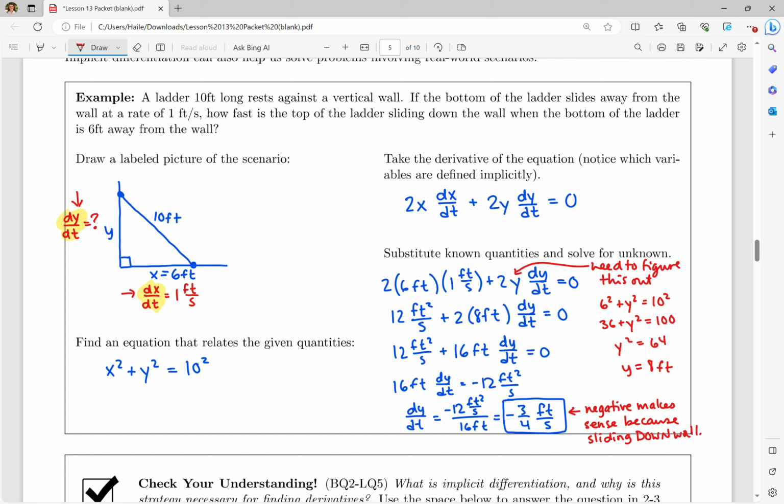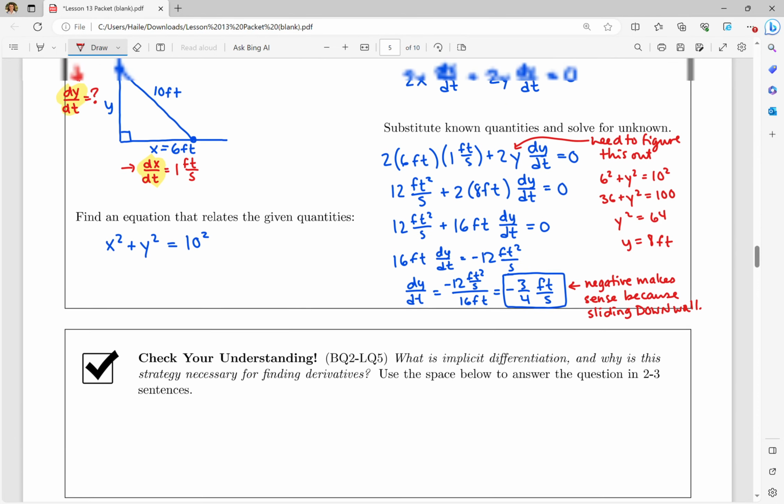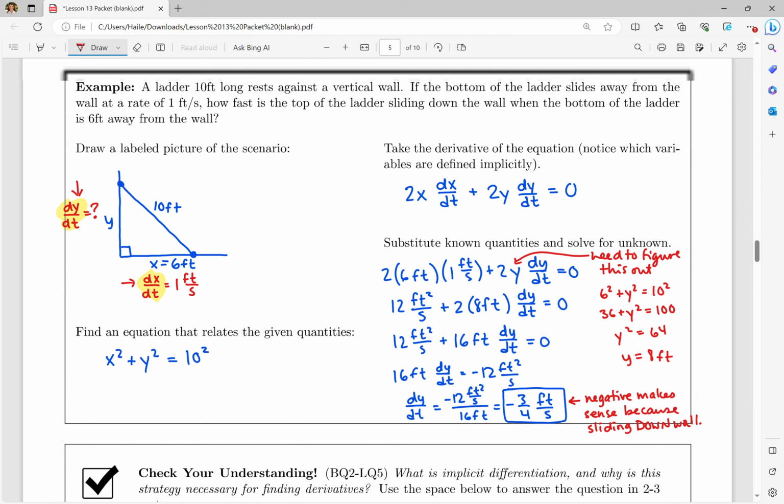Okay, so that is an introduction to implicit differentiation, and that's the end of lesson 13. But make sure that you go and do the check your understanding to make sure that you understand what was discussed in this lecture.